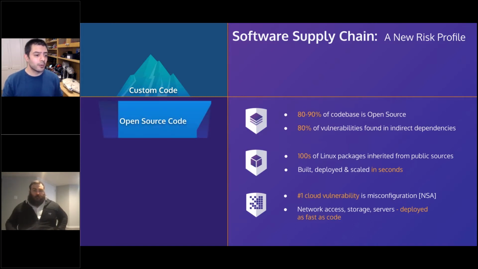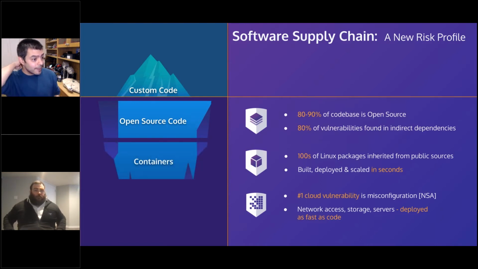So we of course start with open source code, and as you can see on the right-hand side, in the stats, 80 to 90% of your application is typically open source, and the vast majority of the vulnerabilities are actually found in the indirect dependencies. So not even the dependencies you directly pull into your artifacts, but the dependencies they further pull in in order for them to compile and work. Open source code is always a big place to pull vulnerabilities in.